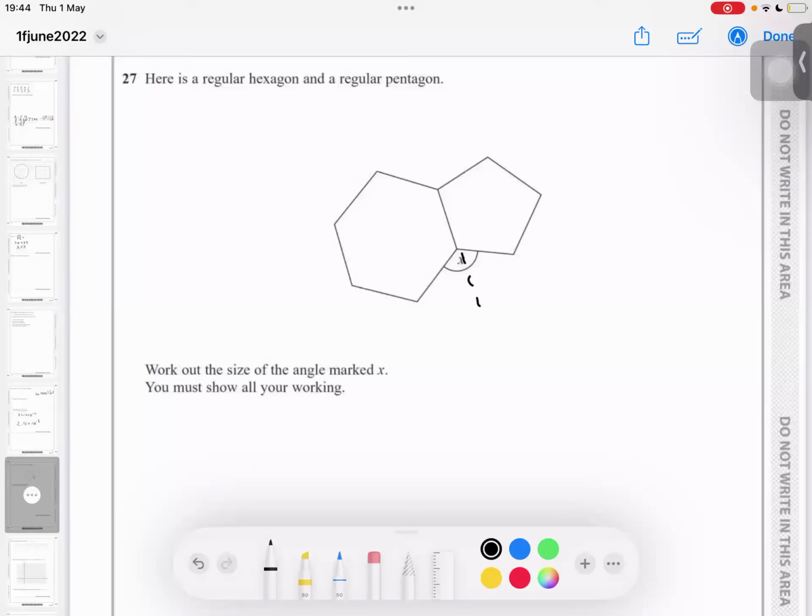So 360, that's going to give me 72. Am I right? 72, right? I believe so, yes. This is 72, right? Yes. Okay, good. Can you see what we're going to do now? The next thing we're going to do now is to say left-hand side 60 plus 72, which will give us 132.